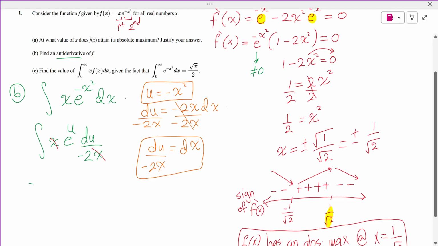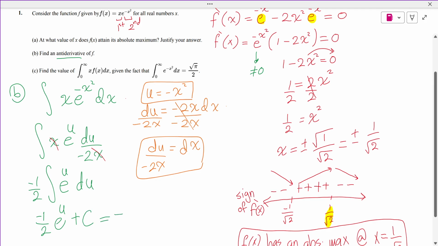So this is negative 1 over 2, I'm referring to this negative 2 under the du, times the integral of e to the power of u du. Now we can simply say that the integral of e to the power of u is e to the power of u. So it's negative half e to the power of u plus c.